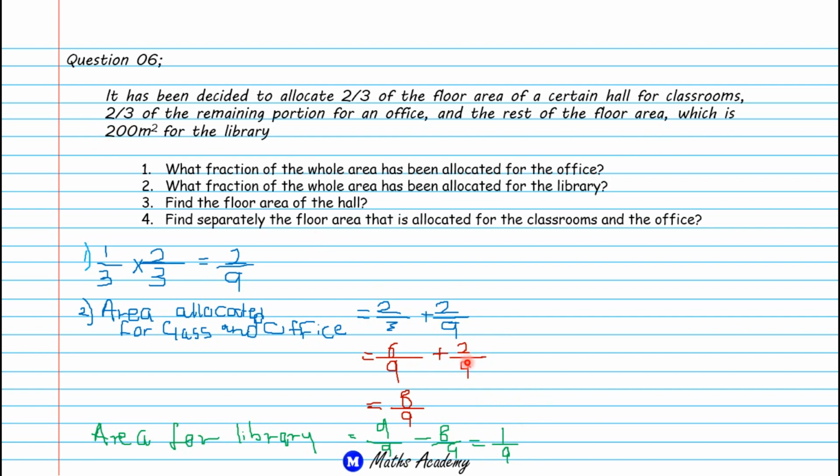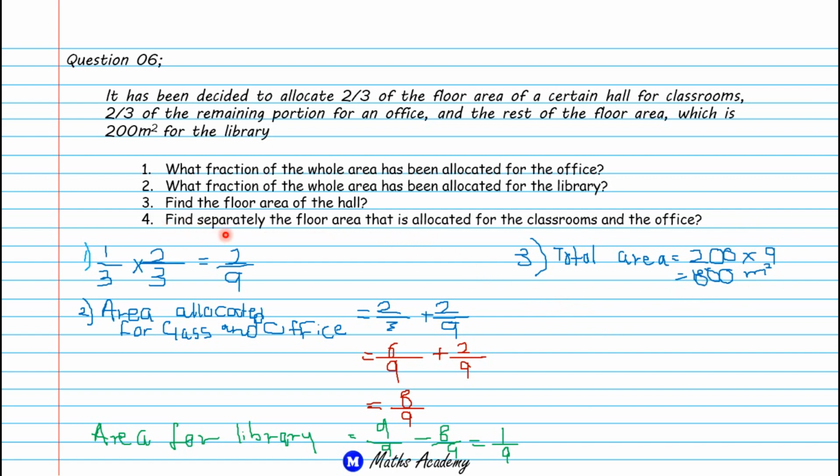So when you multiply 9 into 200, you get the whole area. That is what they are asking here. So let's do that. So that's 1800. So let's go to the question number 4.